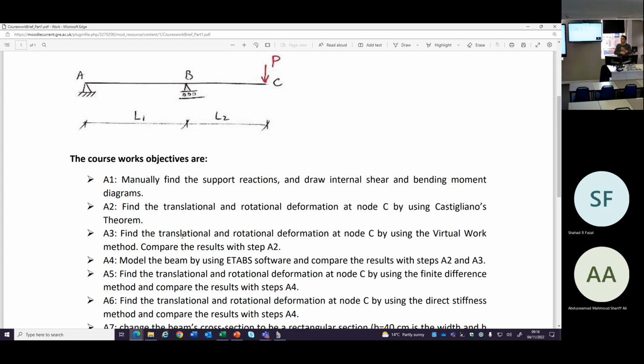A1 is really 10 minutes to do, or 15, or half an hour, whatever you want. This is really just to start the problem. A2, find the translational and rotational deformation at node C by using Castigliano's theorem. Here, how much C comes down and how much C rotates.